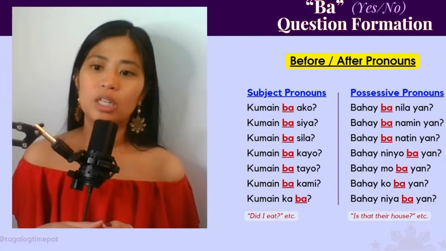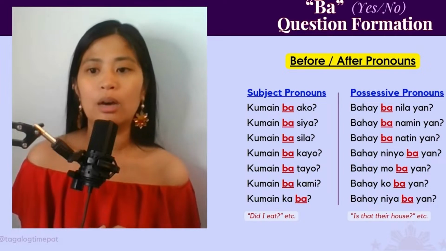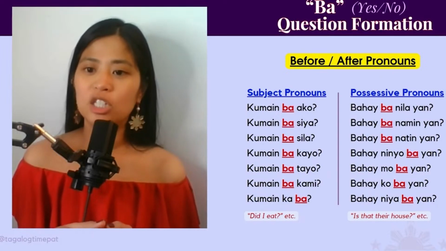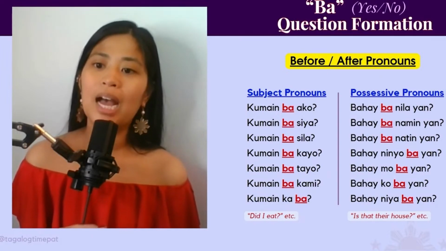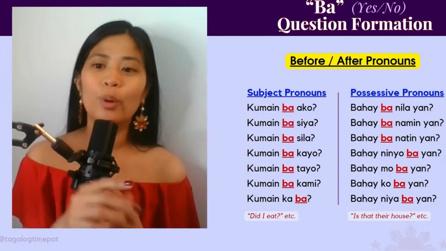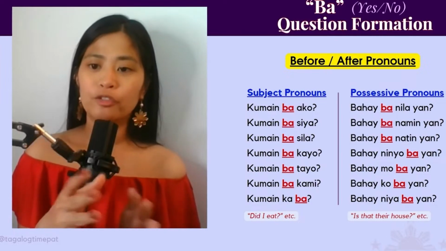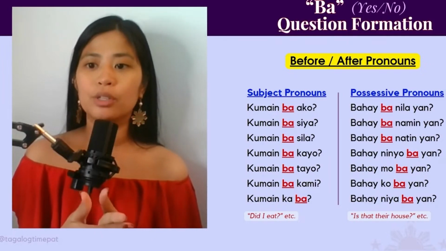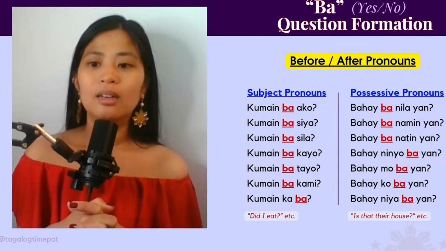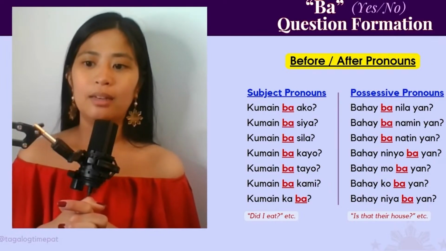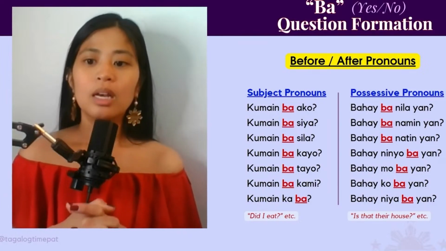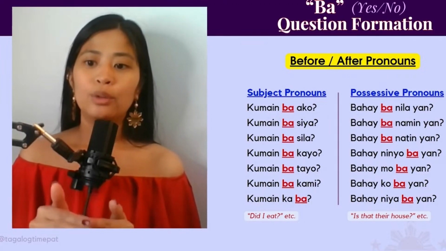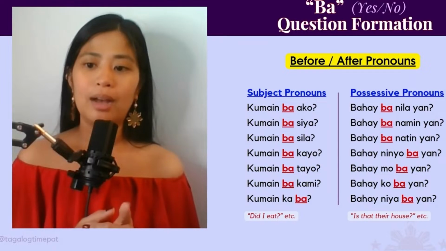Now take a look at the last four examples. Ba is going after the pronoun. Bahay ninyo ba yan? Ninyo can be interchangeable. I've actually heard it bahay ba ninyo yan and bahay ninyo ba yan. So I've heard ba go before and after the pronoun for ninyo. Next, bahay mo ba yan? Bahay mo ba yan? Ba is going after the pronoun. Bahay ko ba yan? And bahay niya ba yan? Niya is another pronoun where I've heard both. Bahay ba niya yan? But mo and ko usually go before ba.